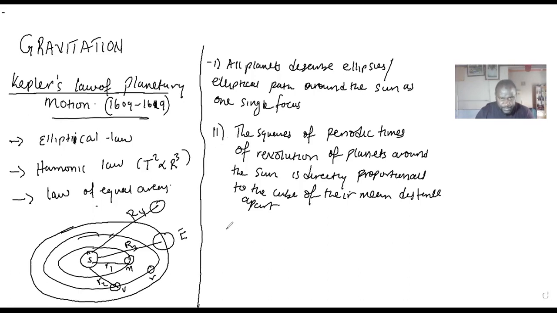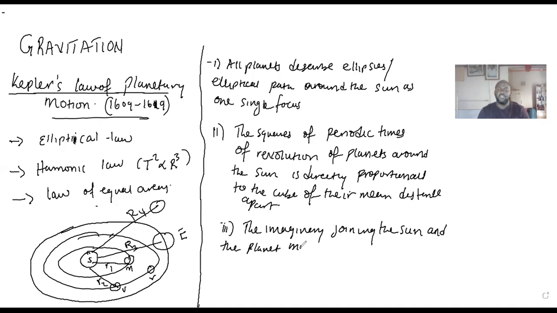Come to the third law. The third law of equal areas states that the imaginary line joining the sun and the planet moving sweeps out equal areas in equal time intervals.